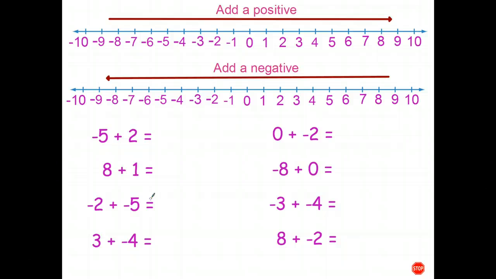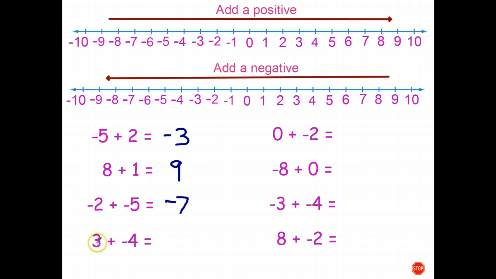Okay, let's see how you went. So here we're adding a positive. So I start at negative 5, and I add 2, which means I'm going to end up at negative 3. I start at 8, I add 1. That means we're going to end up at 9 on the number line. I start at negative 2, and I'm adding a negative, which means I'm going to go back to the left. Negative 2 plus negative 5 is negative 7.